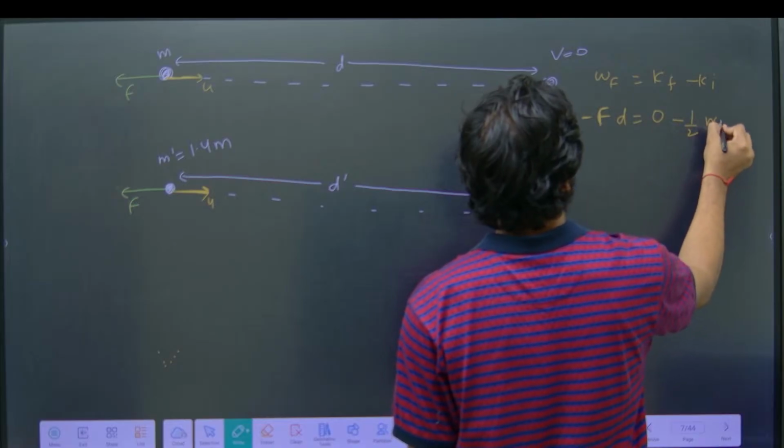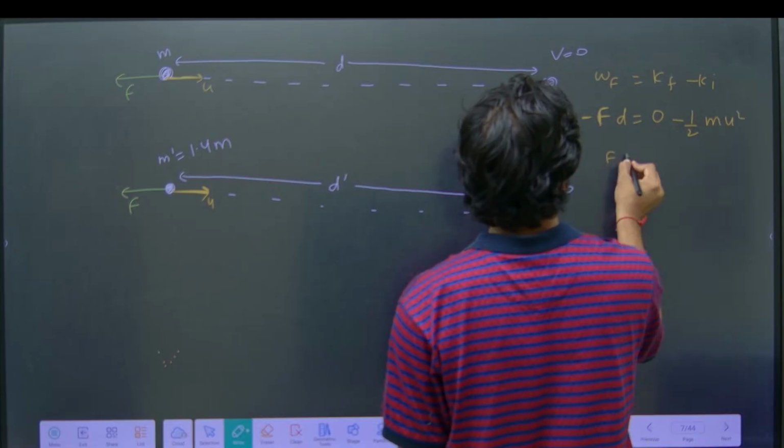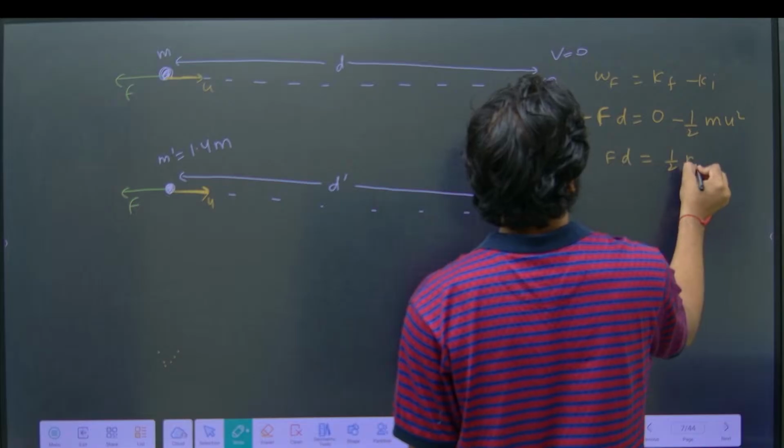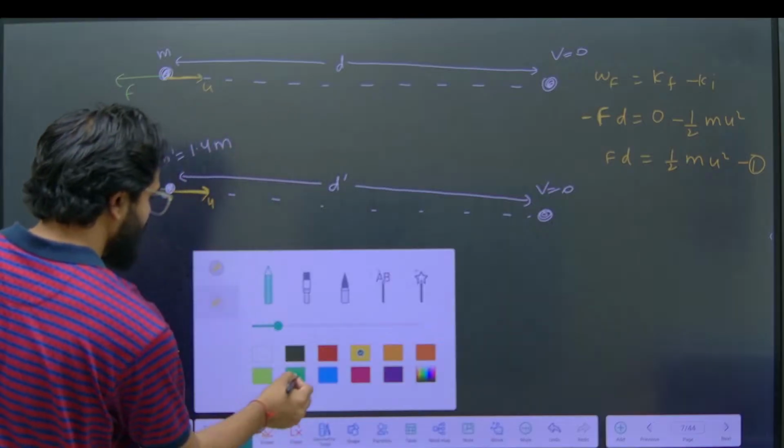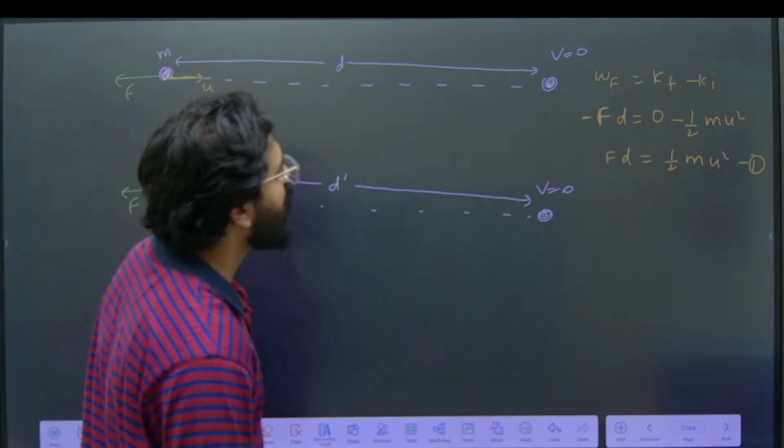Initial is half mu square. So FD is coming out as half mu square. Let's call it equation 1. Similarly, we can solve this for this part.